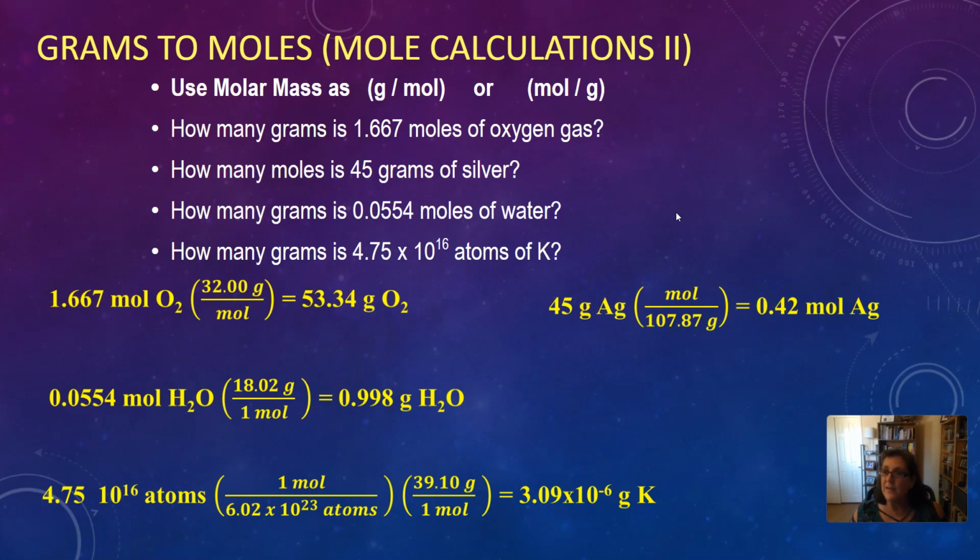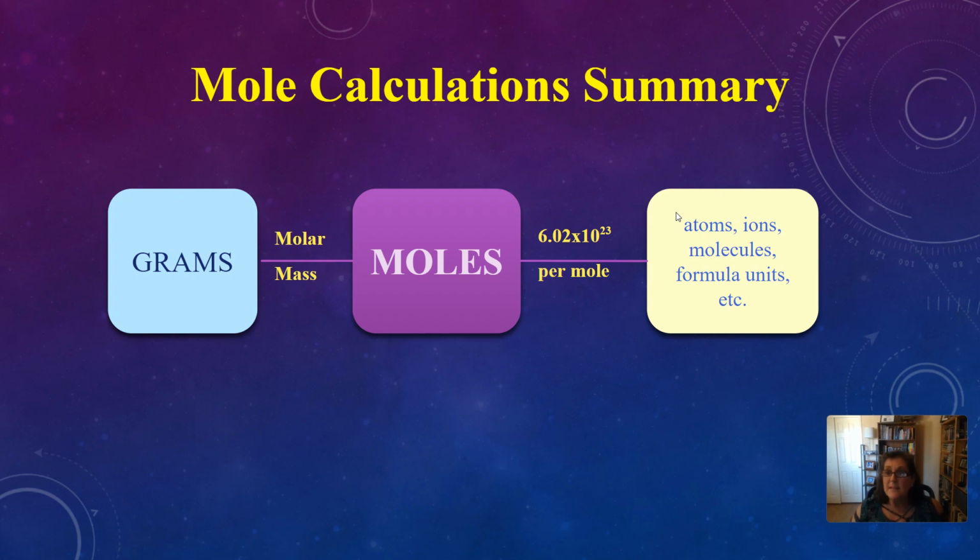Hopefully you did okay with these 4 practice problems. These are very important, very basic chemistry calculations. You've got to be able to go from grams to moles using molar mass. You've got to be able to go from moles to atoms or molecules using Avogadro's number, which is summarized in this chart here.